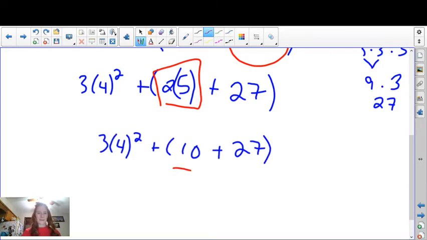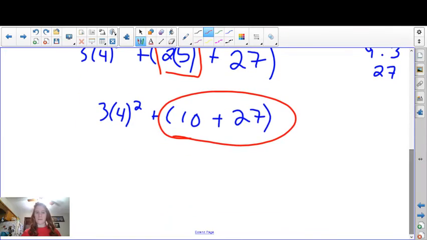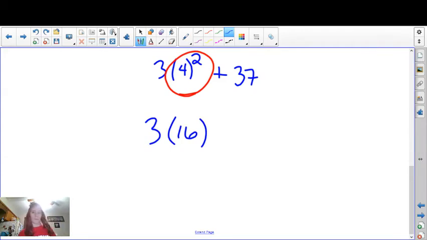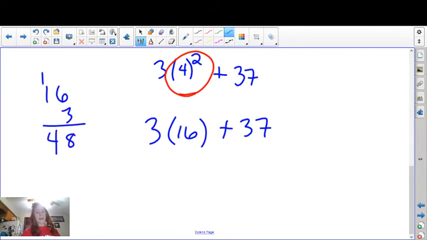Next, I'm going to do inside the parentheses. So I have 3 times 4 to the 2nd plus 37. Next, I'm going to do the power again. So I have 3 times 16. Wow. And then 16 times 3 is 48, which is 85.